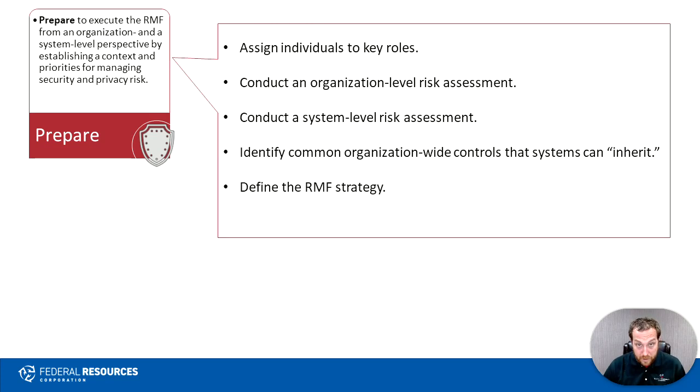Step 1, prepare. Preparation involves establishing the context, priorities, and resources required for the RMF process. This occurs both at the organization level and at each system level. This is where you assign individuals to key roles, conduct risk assessments, identify any common organization-wide controls that every system will inherit, define your strategy, and so on.